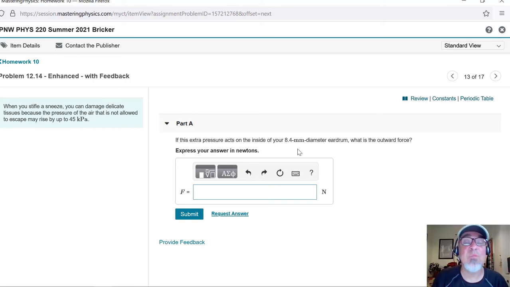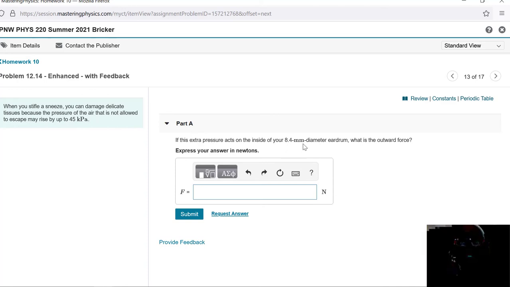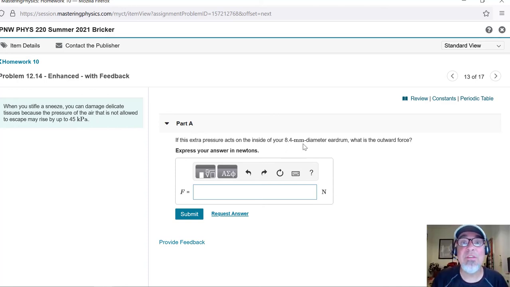Okay, so remember, pressure is force per area. So we're given this pressure. Here's the size of the eardrum. Now we could assume that it's circular, so we can get the area of the eardrum. Then we should be able to figure out what this outward force would be, this additional force, because of this pressure here. All right, let's take a look at it.